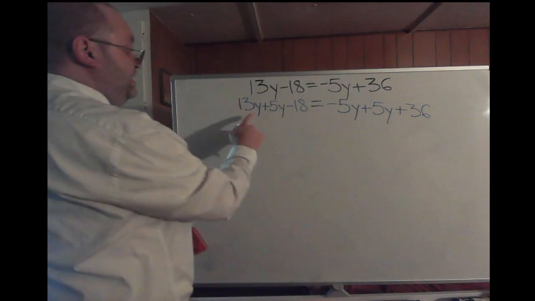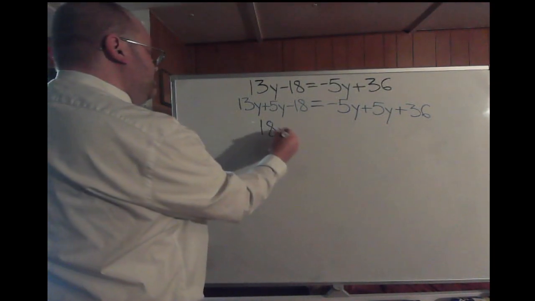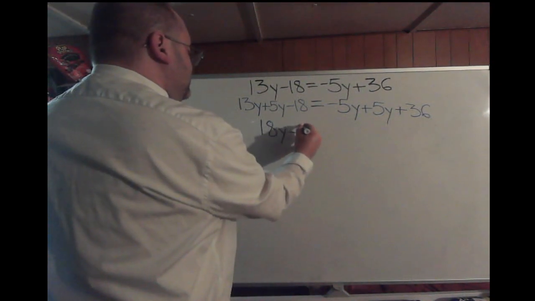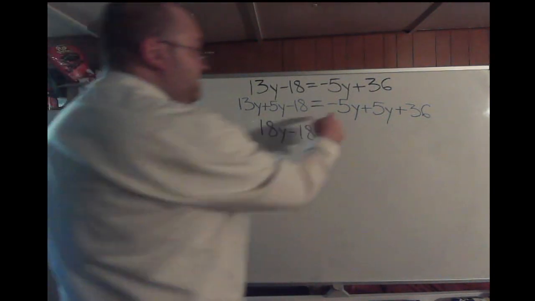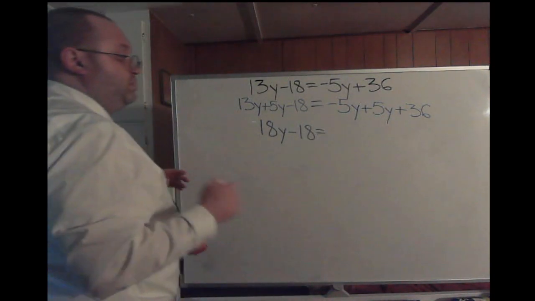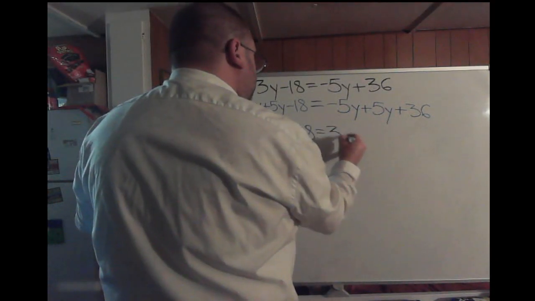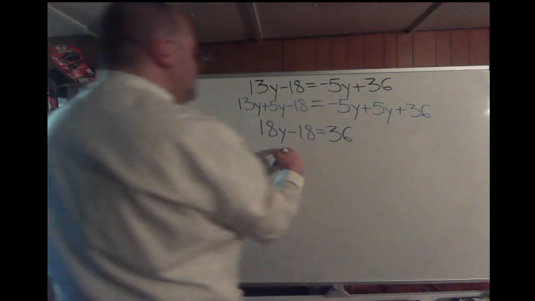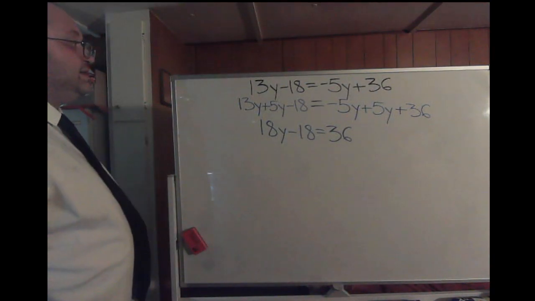Well, let's start with the left. 13y plus 5y, that's 18y. Then you just have that minus 18. You're going to set that equal to the right side. Well, negative 5y plus positive 5y is 0. But you do have that 36. So now you have 18y minus 18 equals 36.